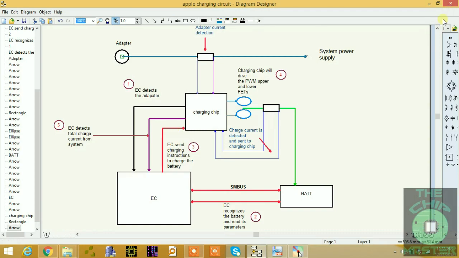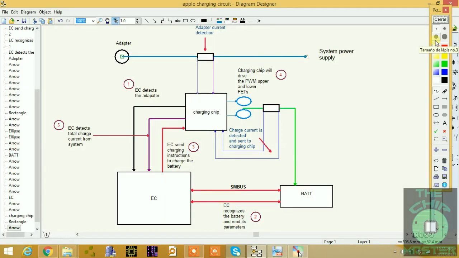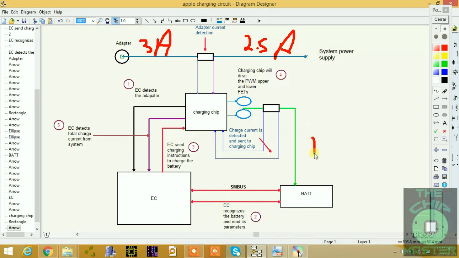So let's say the current on this side is about 3 ampere, and the current on this side is about 2.5 ampere, and the current charging the battery is about 1.5 ampere. Will the battery charge? Yes, the battery will charge, because this is satisfied, and this is output into the system to power the total system power.